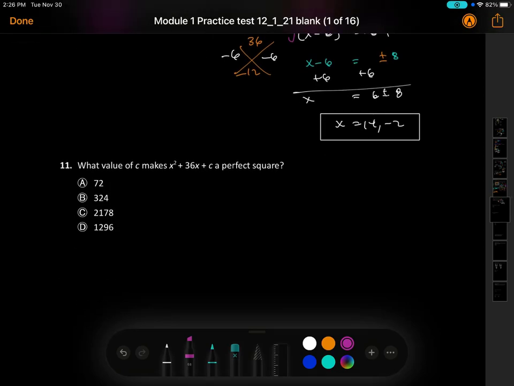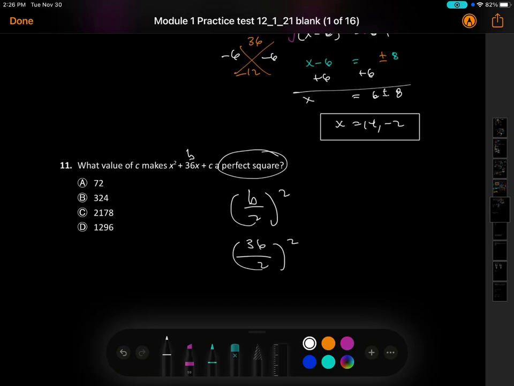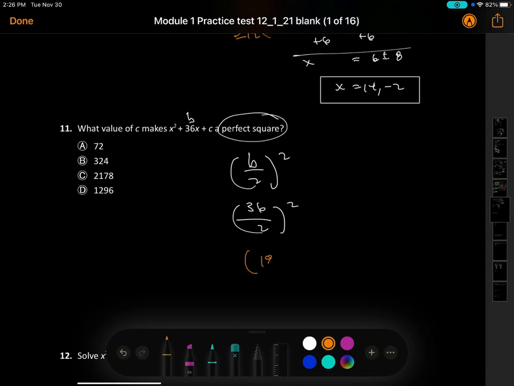What value of c makes it a perfect square? So remember, perfect square is half of the b value squared. So the b value is 36. So that would give me 18 squared. 324. Did I do that right? 324. So that would be B.